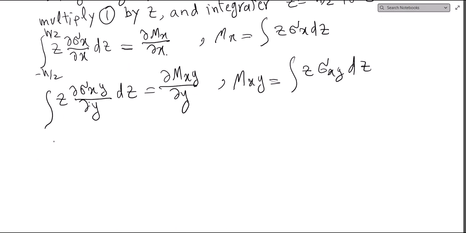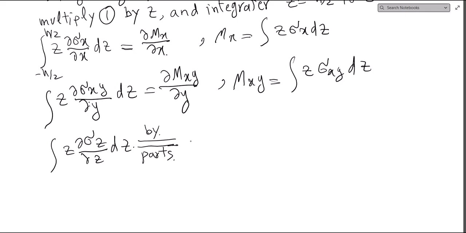And then for the z, the last term is z times the derivative of sigma xz with respect to z. Here, because everything is differentiation by z, we can do integration by parts, and this will give us z sigma xz evaluated from minus h over 2 to h over 2, minus the integral of sigma xz, since the derivative of z is 1, dz.